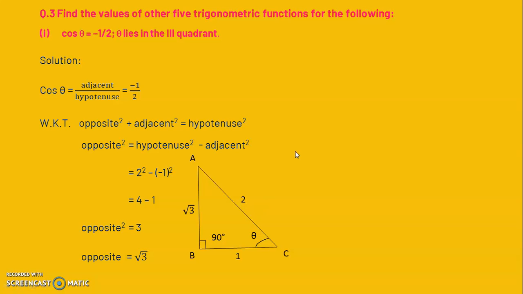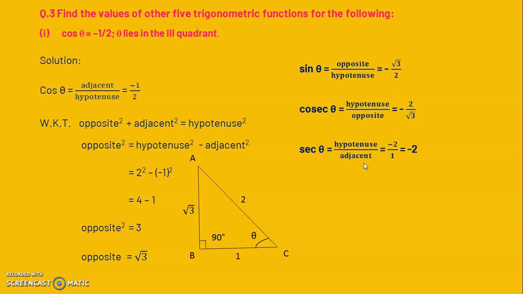So we can find all other trigonometric functions here. That is, sin theta is opposite by hypotenuse which is root 3 by 2, with a negative sign because of the third quadrant. Only tan and cot will have positive signs here. Okay, so next, cosecant is the inverse of sin theta which is 2 by root 3, with the negative sign. The secant theta is the inverse of cos theta, that was minus 2 divided by 1 which is minus 2.